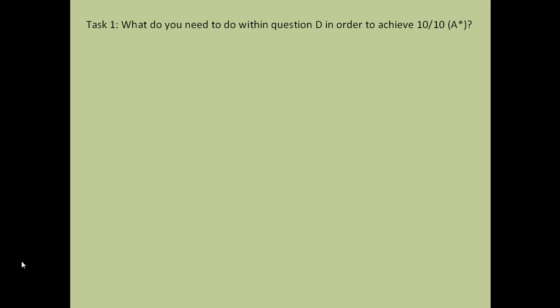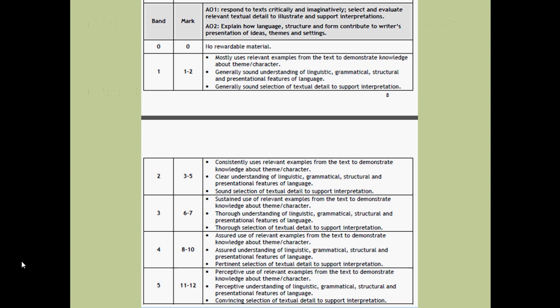Now, I've got 2 tasks for you. 1, what do you need to do within question D in order to achieve perfect marks? So what's the mark scheme say you need to do? And then task 2, what method are you supposed to be using in order to achieve these perfect marks? Now, pause this very quickly, note down your answer to see how well you've been doing your revision. Let's have a look at this then, shall we?